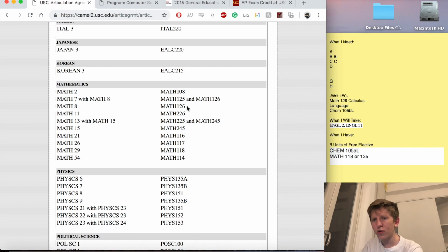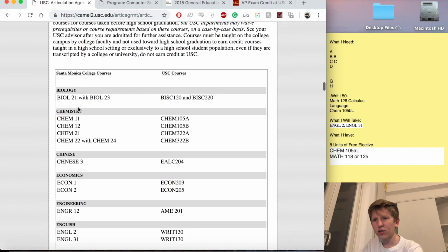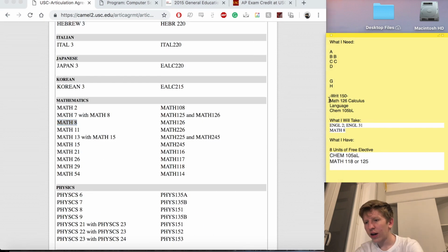What I'm looking for is Math 126, and I found that here. So the course I would be taking is Math 8, I believe. I can get rid of calculus. So those are 2 major classes that you will definitely want to take. Probably replace calculus with something major specific to you, maybe the language, which I don't have to take. I'm just gonna look for another major requirement.